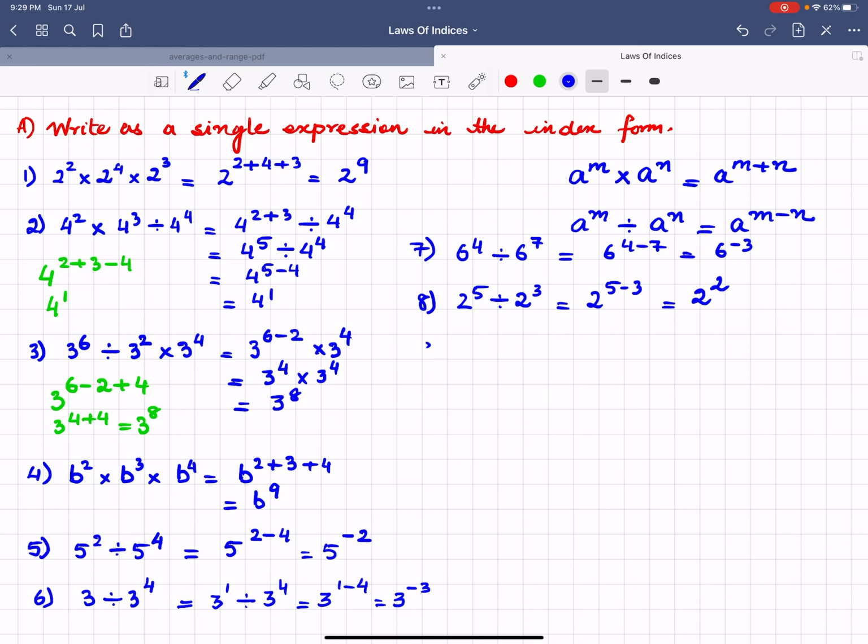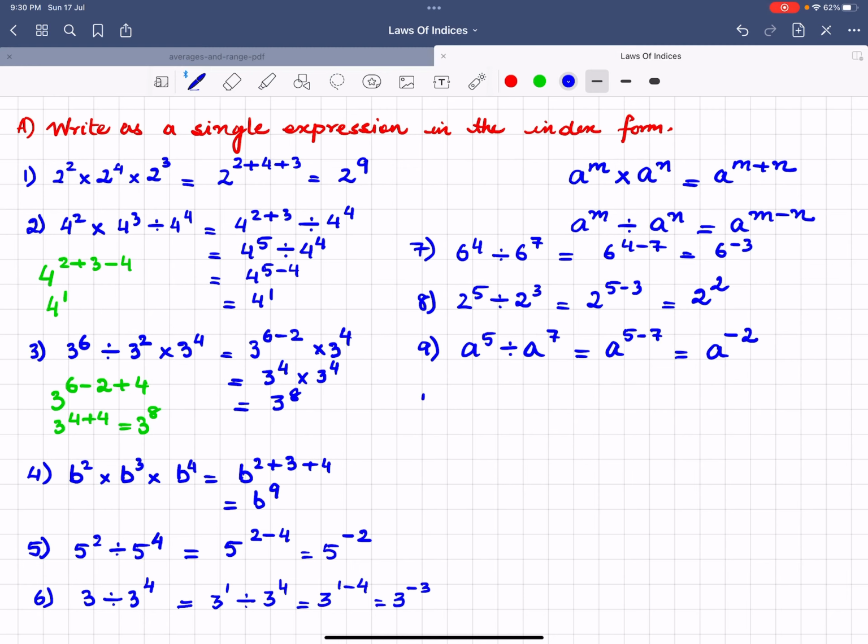Next question, question number 9. A to the power of 5 divided by a to the power of 7. When the bases are divided, powers will be subtracted. A to the power of 5 minus 7. Now the greater number is 7, so the sign of the answer will be negative. So a to the power of negative 2 will be our answer.